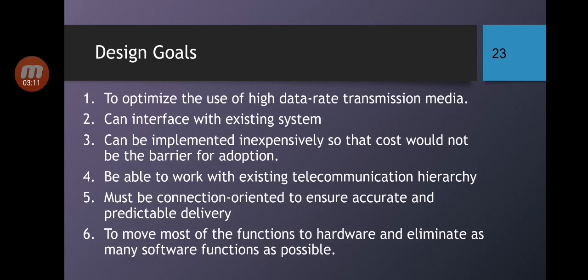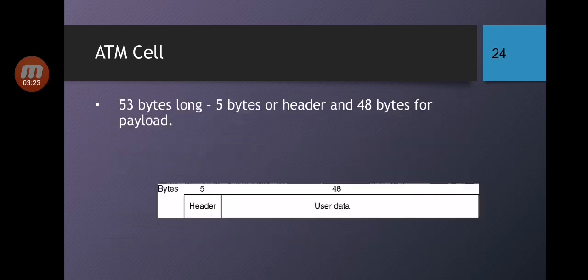It must be connection oriented to ensure accurate and predictable delivery, and move most of the functions to hardware and eliminate as many software functions as possible. So this is the ATM cell, an asynchronous transfer mode cell with 53 bytes, with 5 bytes of header and 48 bytes of payload.